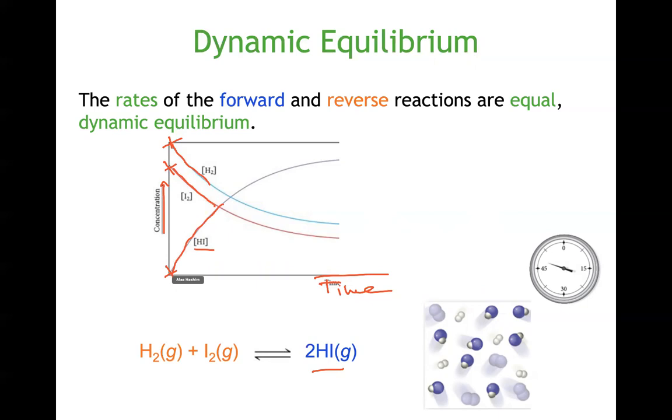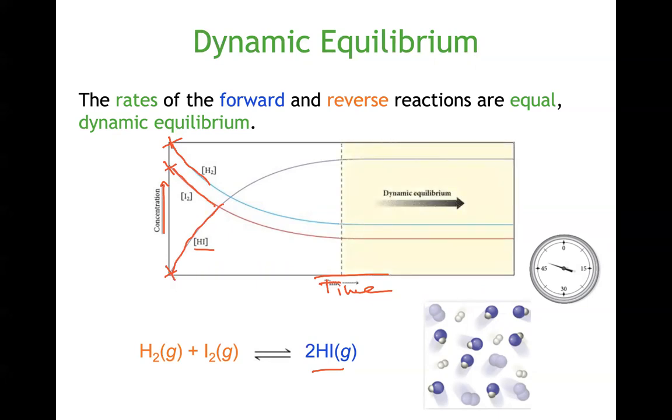And at some point in the reaction, it will reach what we call dynamic equilibrium. And that's when there is no longer change in the concentration of the product over time. Notice this is concentration and this is time. So that change in concentration over time is basically constant. The concentration is not changing over time.